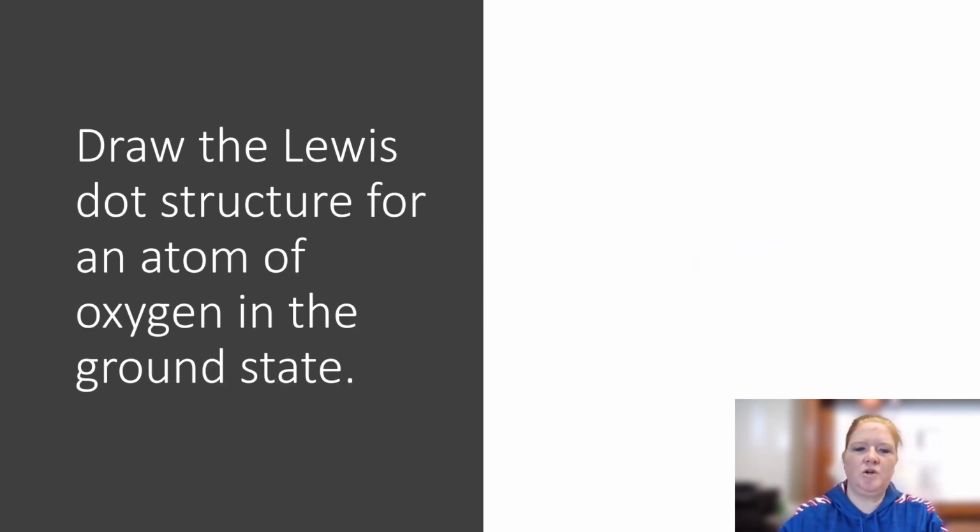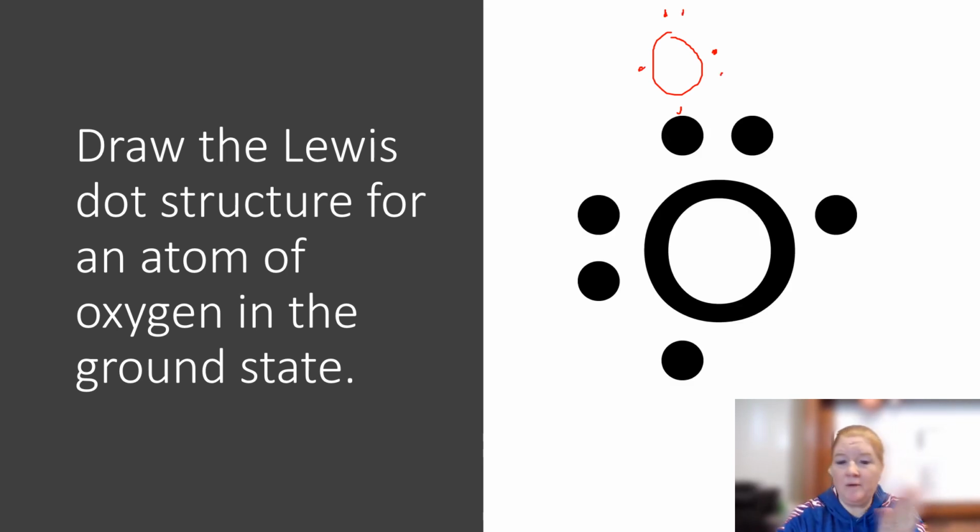Draw the Lewis dot structure for an atom of oxygen. Symbol, 6 valence electrons, 1, 2, 3, 4, 5, 6. There we go. Now notice it doesn't matter which side you start on, you should end up with 2 pairs next to each other and 2 unpaired next to each other.